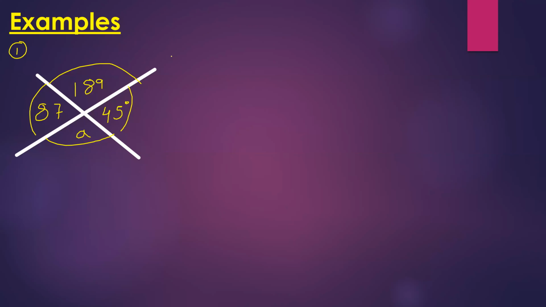Can someone tell me how we're going to figure out the size of angle A? 39. How did you get 39? Because I added the 87, the 189, and the 45. And because it's one complete turn, I took it away from the 360 degrees, which gives me 39 for A. Okay, good.